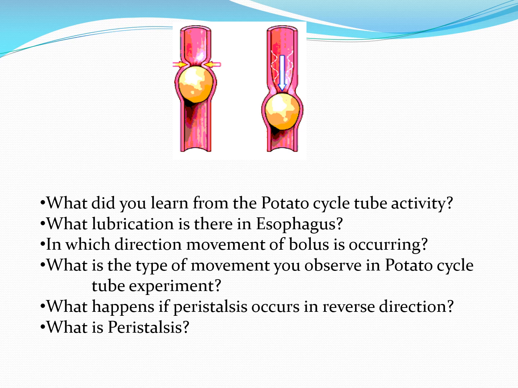Next question. What happens if peristalsis occurs in reverse direction? Reverse peristalsis leads to vomiting. Last question. What is peristalsis? Contraction and relaxation of circular and longitudinal muscles bring a wave-like motion, which is called peristalsis.